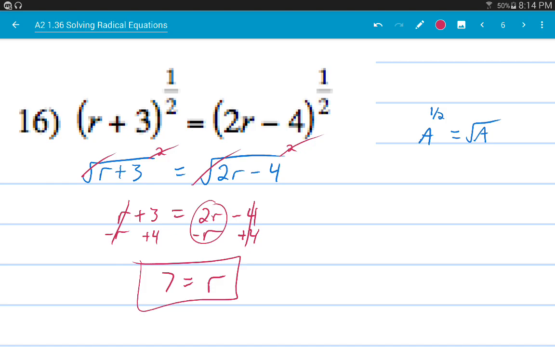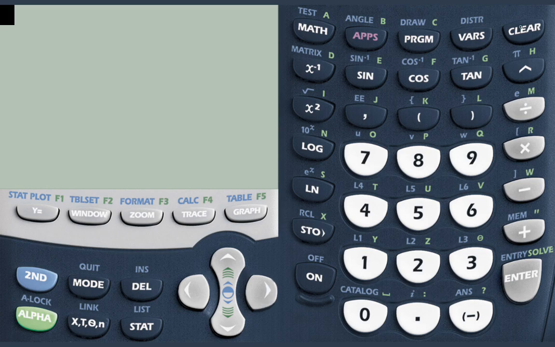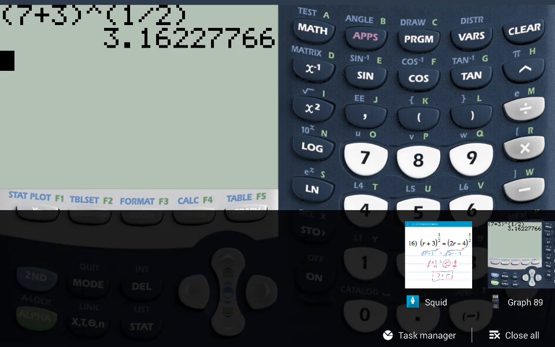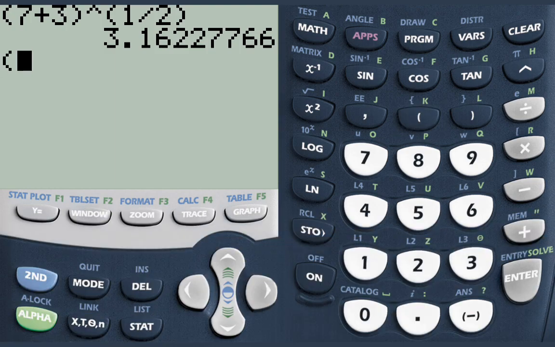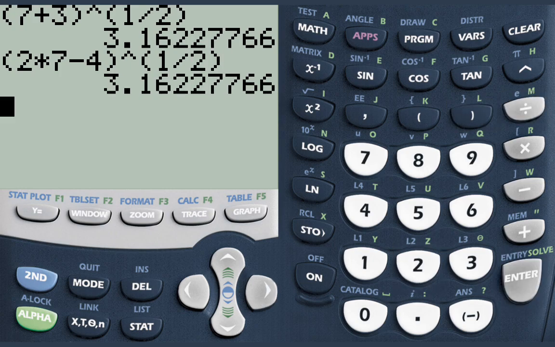If I plug that back into the original, up here, r plus 3 to the 1/2. Let's see what that's equal to. R plus 3 raised to the 1/2 power is 3.176. The other one is 2r minus 4. So 2 times 7, minus 4, raised to the 1/2 power. And it's the same thing. So the left and the right side of the equation are equal when I plug in 7 for r.